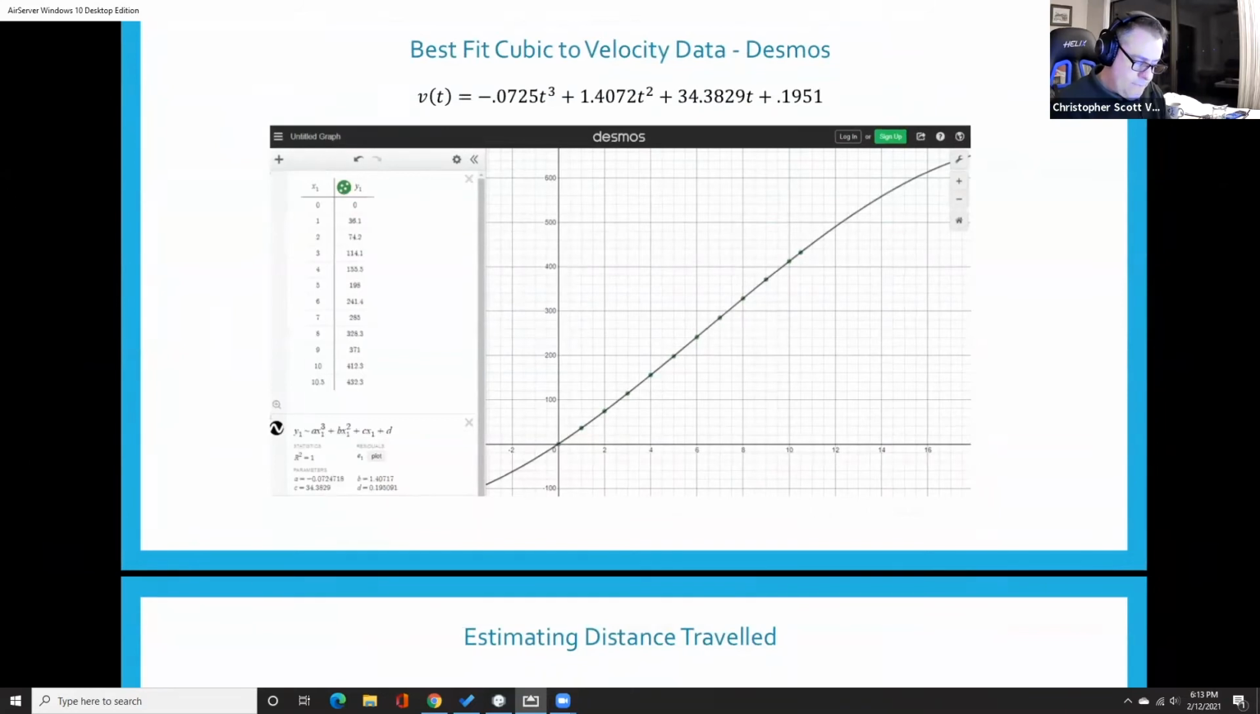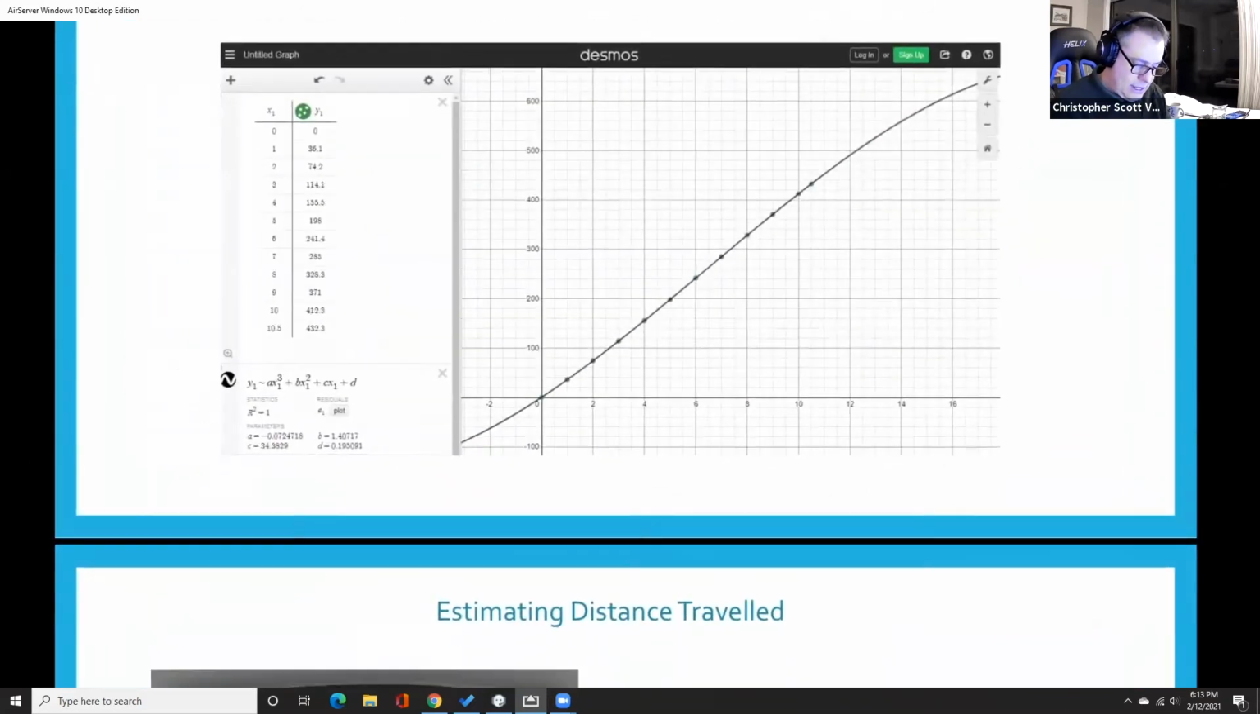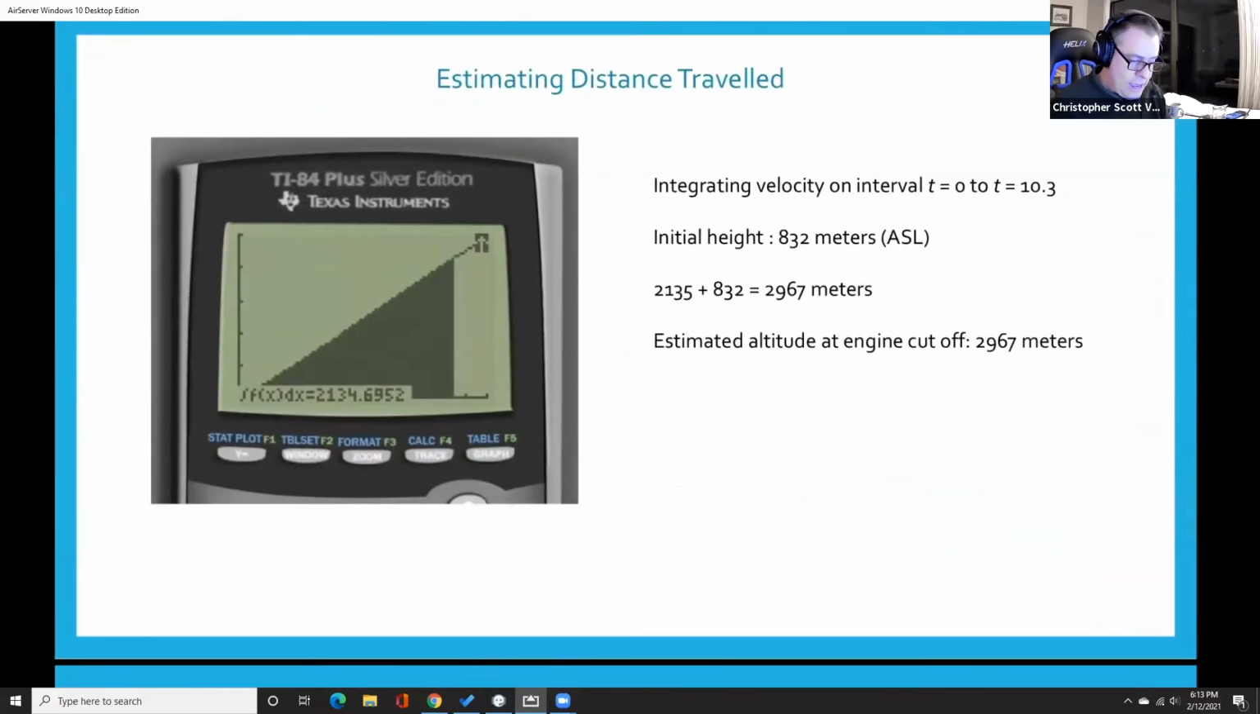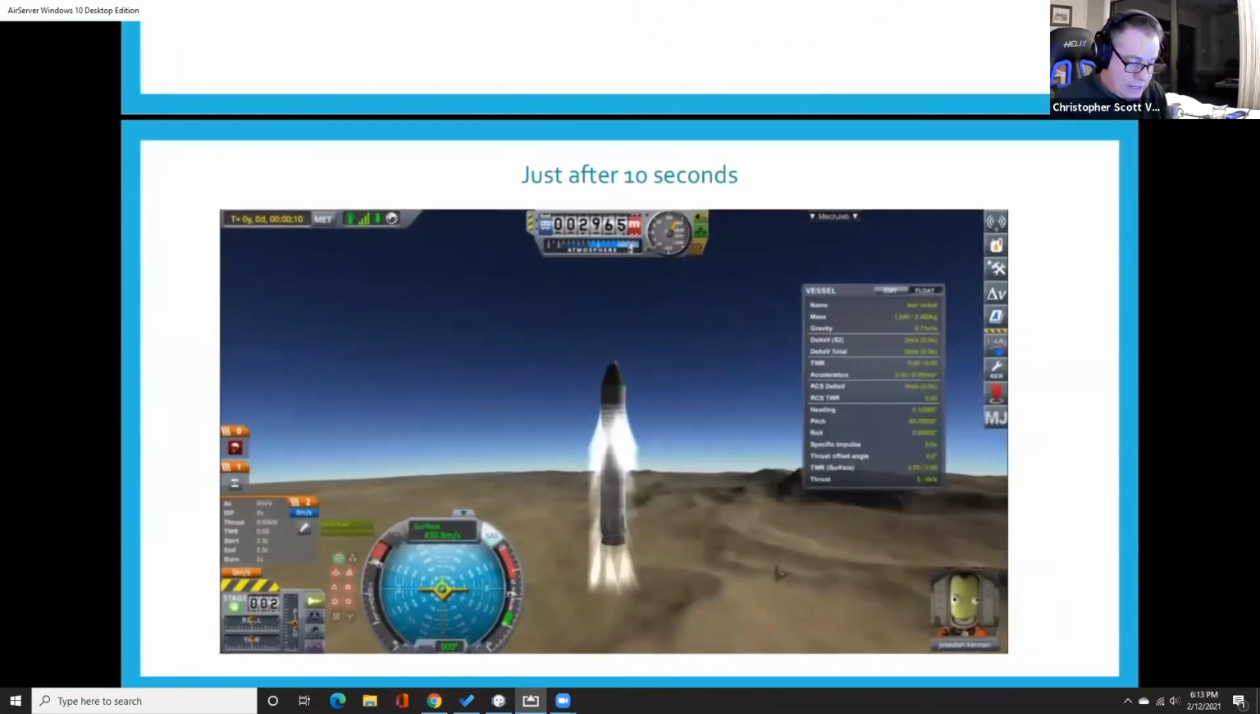There's a curve of best fit for the velocity, and with that curve of best fit, of course, I can integrate that on the calculator over the period of that engine burn. The integral is 2134.69. So I'll add the initial height. That's my estimate. That's really close to what happened, and that was just really fun.